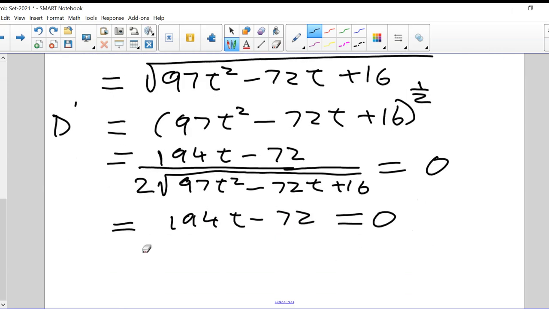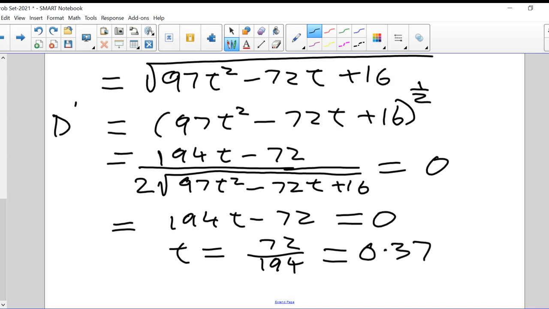So that means that t is equal to 72 divided by 194. And what is that? That's about, approximately, give me 2 decimal places. Give me a number for that, please. What does that work out to be? You all have the calculators there. 0.37. Okay.